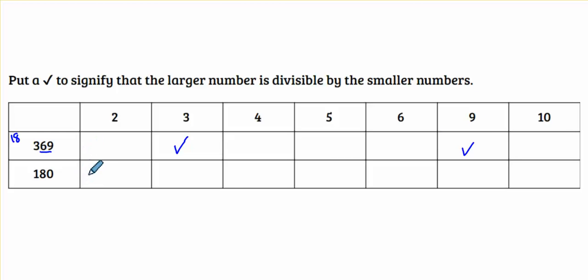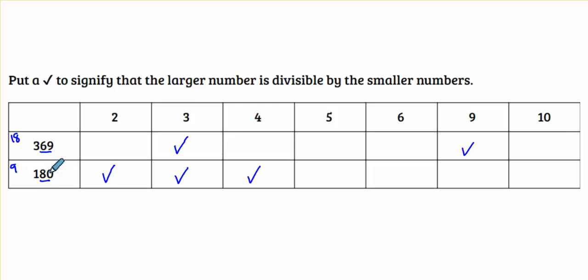All right, moving on to 180. Well, it gets a check for 2 because it's even. Let's add up the digits. 1 plus 8 plus 0 is 9. Well, 9 is divisible by 3, so that gets a check. For 4, we look at the last two digits. 80 is divisible by 4, so that gets a check.